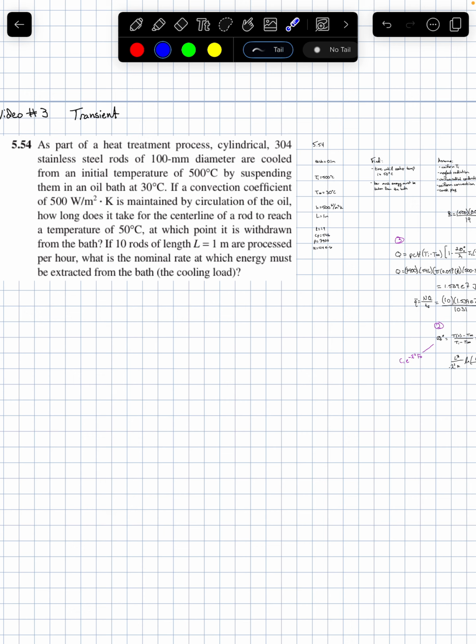does it take for the center line of a rod to reach a temperature of 50 degrees C, at which point it is withdrawn from the bath? If 10 rods of length L equal to 1 meter are processed per hour, what is the nominal rate at which energy must be extracted from the bath, or the cooling load?